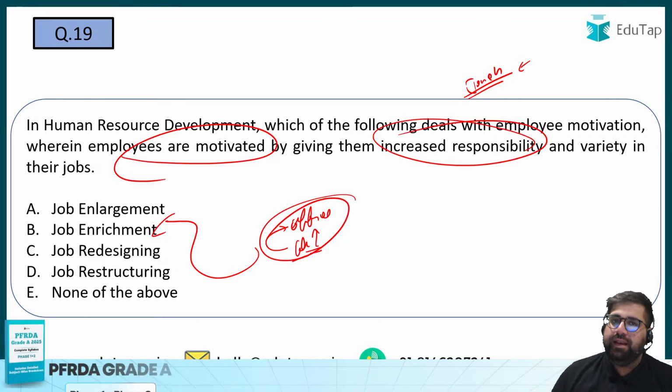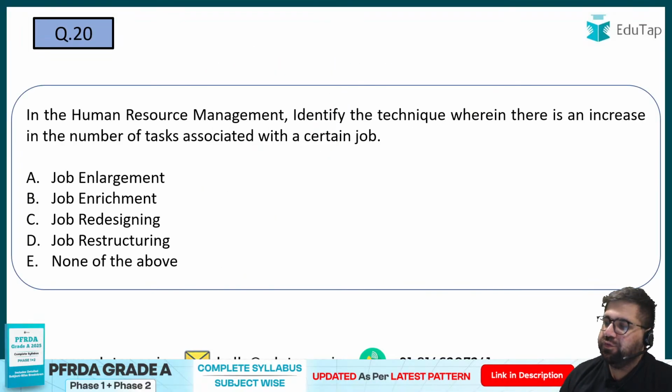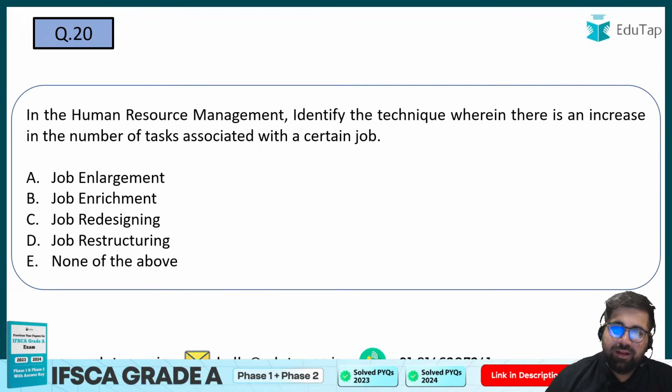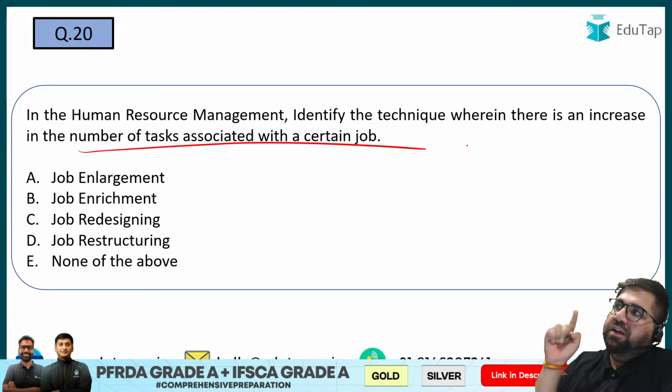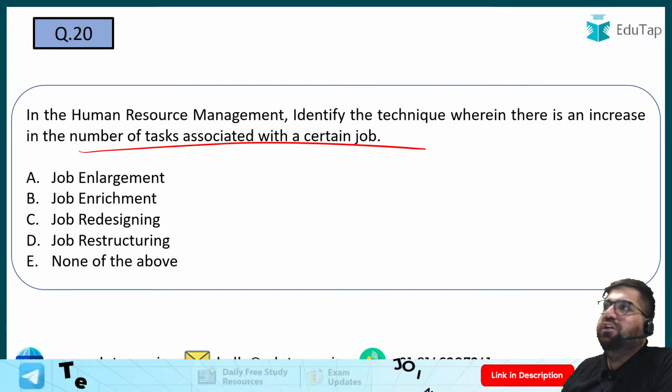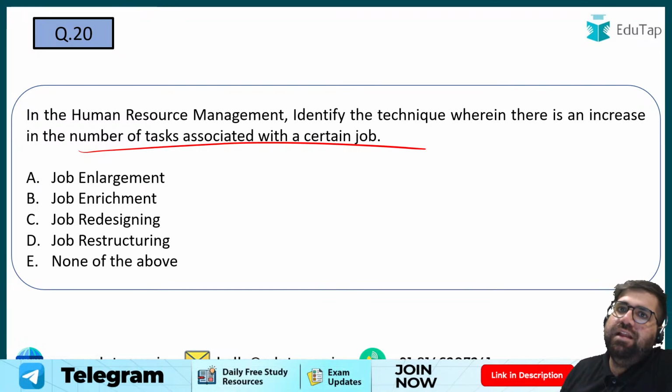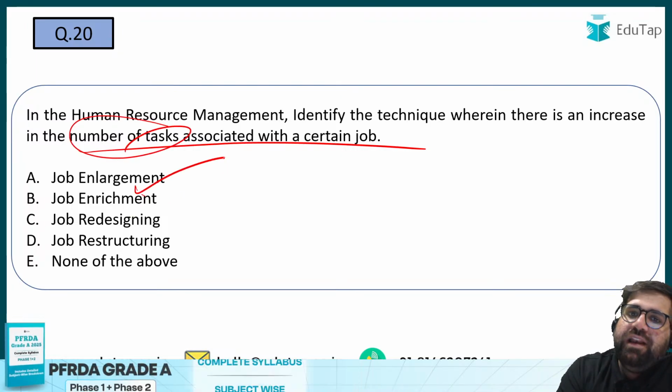Okay. Let's move ahead to next question, which is the last question of our day. In human resource management, identify the technique where there is an increase in the number of tasks. Now it is clearly written increase in the number of tasks. Whether responsibility, whether promotion, or whether anything else has happened or not, that we don't know. So if you increase the task, this is known as job enlargement.